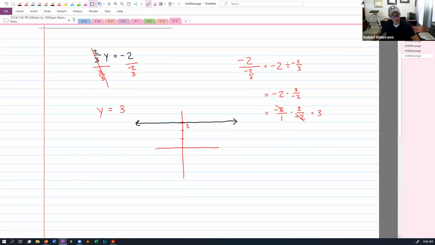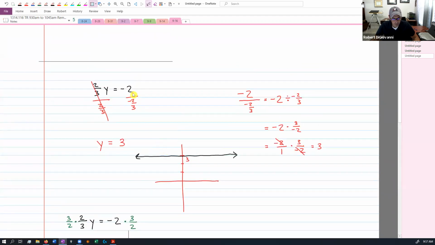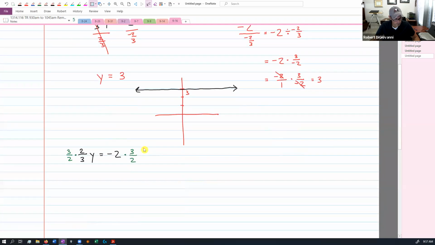Now, another way you could have done this, and this is the way I prefer to do it, but I haven't done it this way much, is instead of dividing by 2/3, you can multiply both sides of this by the reciprocal. So 3/2, and do the same thing over here, 3/2, right? What am I missing? Hold on.